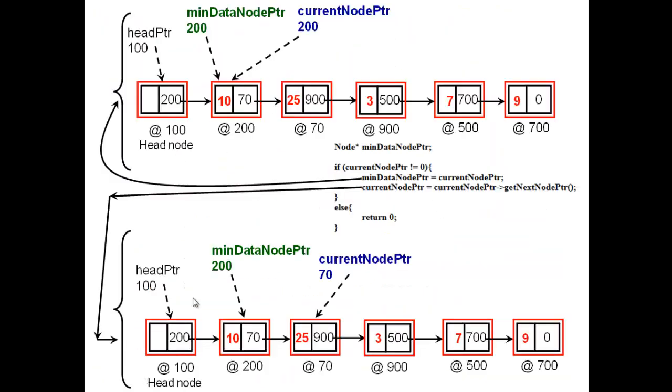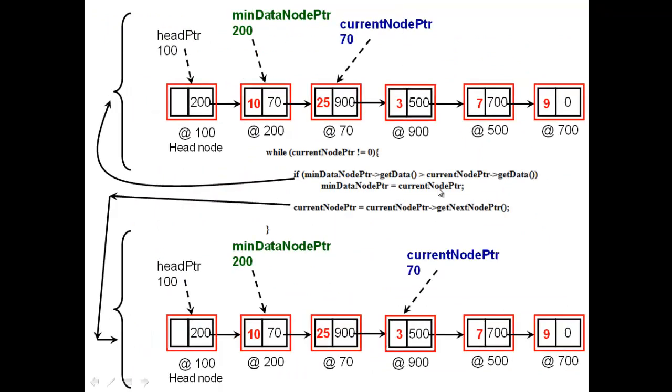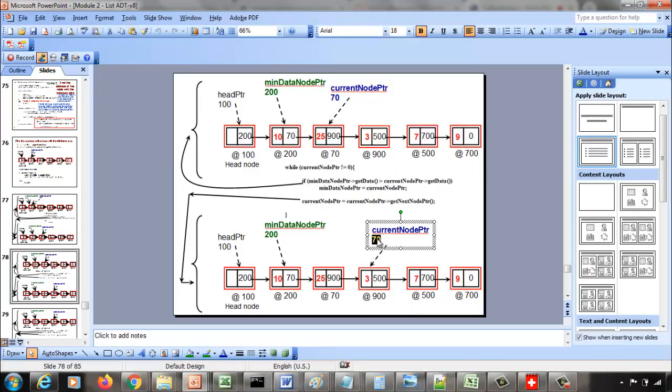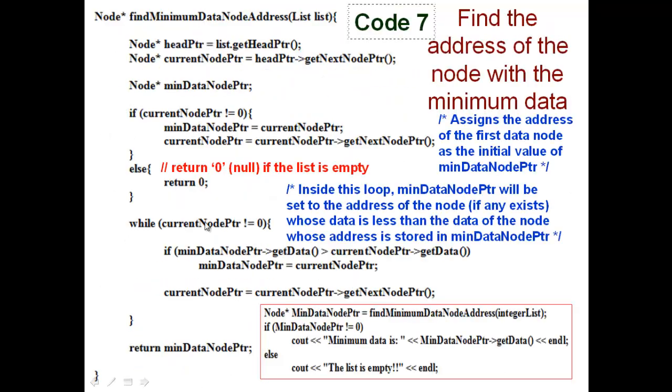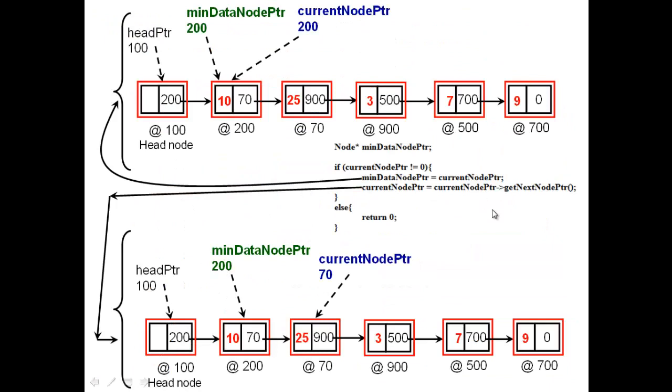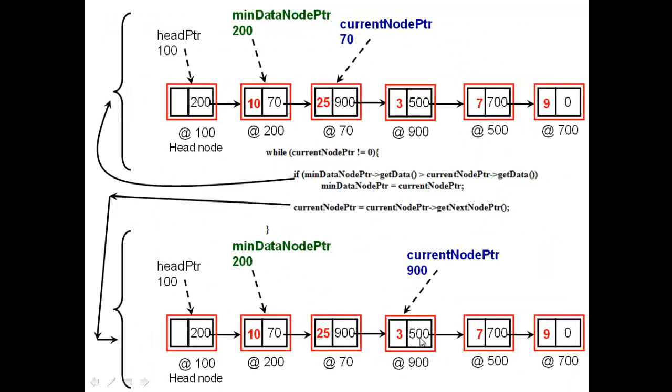So current node pointer takes up the address of the next data node, which is 900. Sorry, I have a typo here, so this should be 900. And now check again if current node pointer is null. It's not null, it's 900. So compare the data at the min data node pointer with the data at the node pointed by current node pointer. So it's 10 compared with the data out there, which is 3. Is 10 greater than 3?